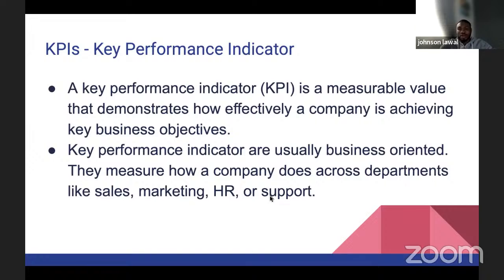Now, let me just quickly talk about the second thing, which is very related to product metrics but slightly different, which is key performance indicators, also called KPIs. KPIs are used to demonstrate how effectively a company is achieving its key business objectives. What you're going to say about KPIs is that they are more business oriented, whereas for product metrics, you are more concerned with regards to the product. It's more internal.